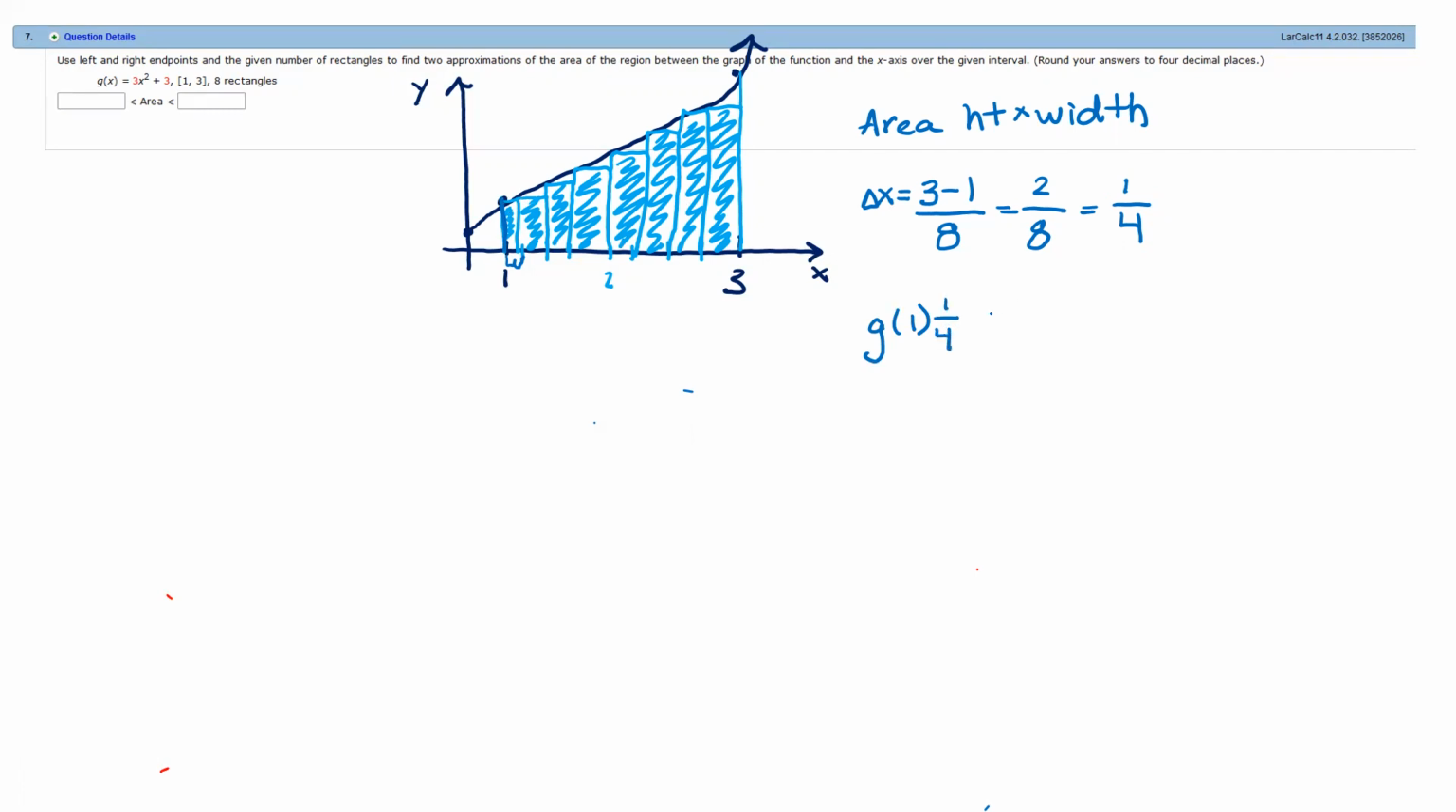Okay. So we have that, and then we'd have plus G of, and this next X value comes at 1 plus 1/4. So I'm going to have G of 5/4 times that width, which is 1/4. The third rectangle, we're going to have G of 6/4, and of course you can reduce that if you want, times 1/4, plus, we've got 3 rectangles so far, plus G of 7/4 times 1/4.